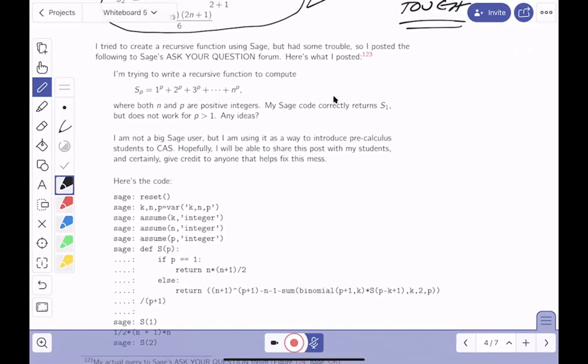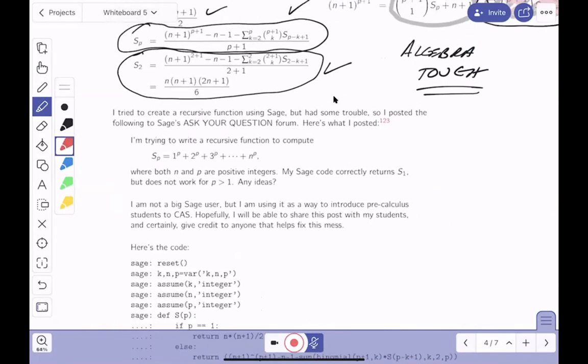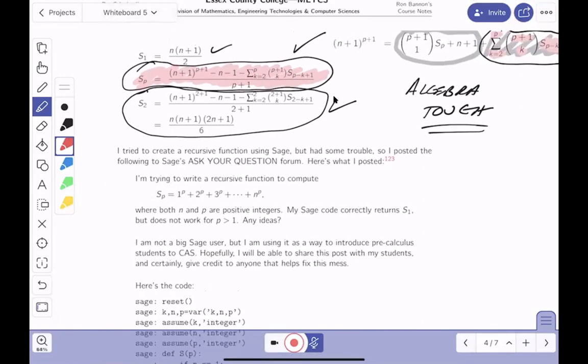All right, so let me read this to you. I would say I try to create a recursive function. So someone says, what do you mean recursive? I want to go back over here and point out that this is a recursively defined function. It's recursive. What do I mean by that? It's defined in terms of itself, but I need a seed value. That's the seed value for it.